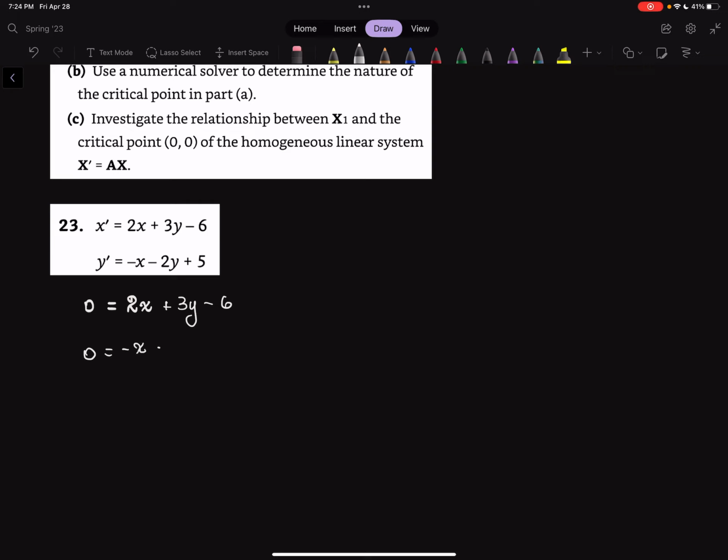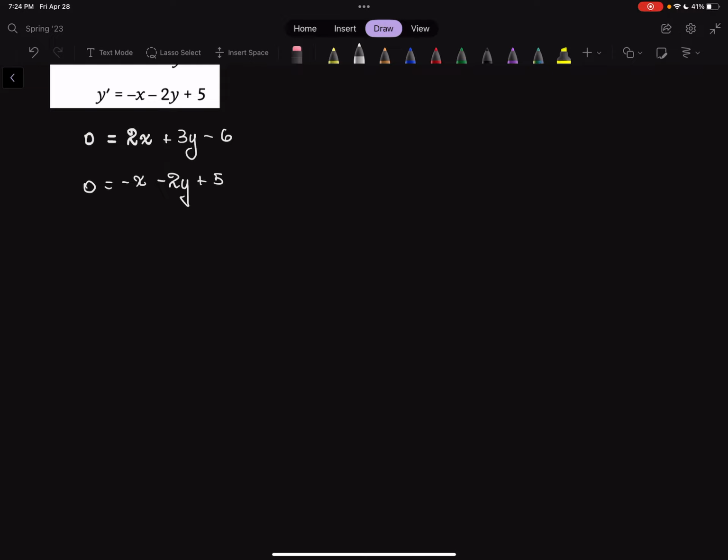So negative x minus 2y plus 5. The first thing that I'm going to do is multiply this bottom equation by 2. On the left-hand side, 2 times 0, not really changing much. But here, I'm going to get a 2. And here, I'm going to get a 4. And remember to multiply every term, because you're multiplying the whole right-hand side and the whole left-hand side, so that the equation is the same.